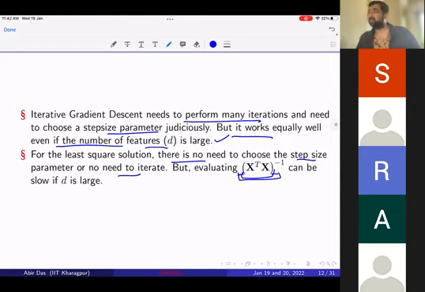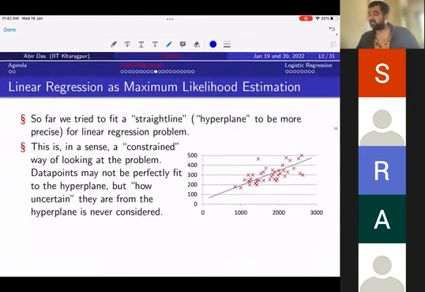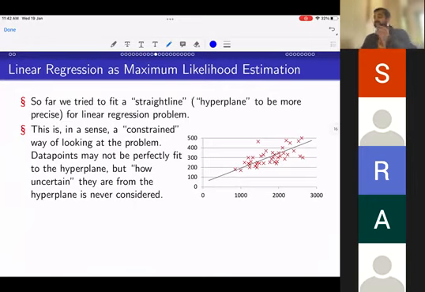Okay, let me go ahead with the idea of linear regression as maximum likelihood estimation. So far we tried to fit a straight line, that is a hyperplane to be more precise for higher dimensions, for linear regression problems. So this is the sort of modeling that we have tried to do. This is in a sense a constant way of looking at the problem.